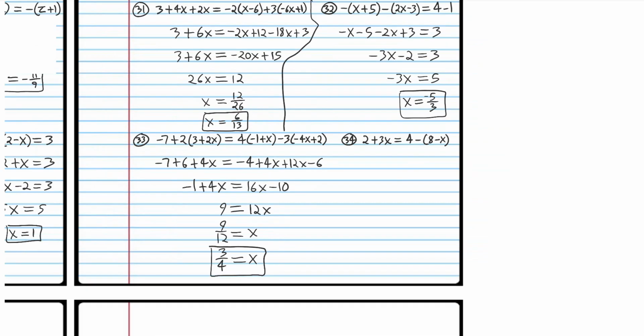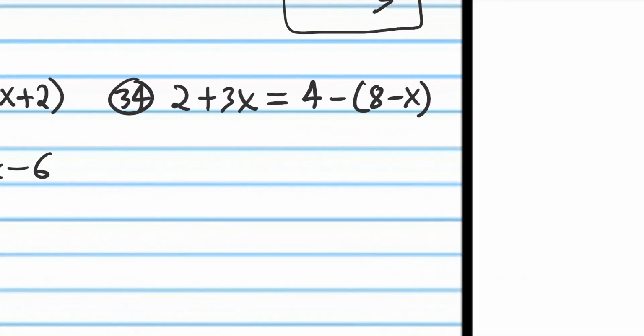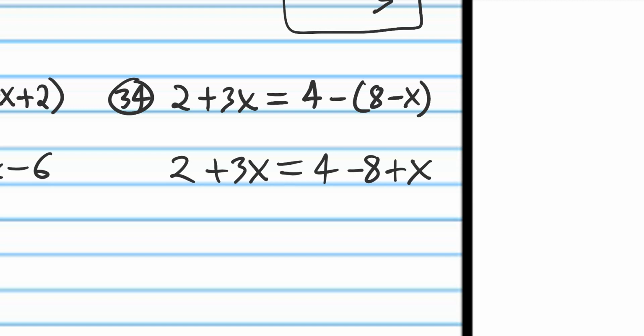All right, so on to the last problem here. And looks like we have an easy one for the last problem. So go ahead and try number 34. When you come back, we'll do it together. All right, we're back. Nothing to do on the left side of the equation. But on the right side, we got to use the distributive rule, and we can simplify on the right side. 4 minus 8 is negative 4.